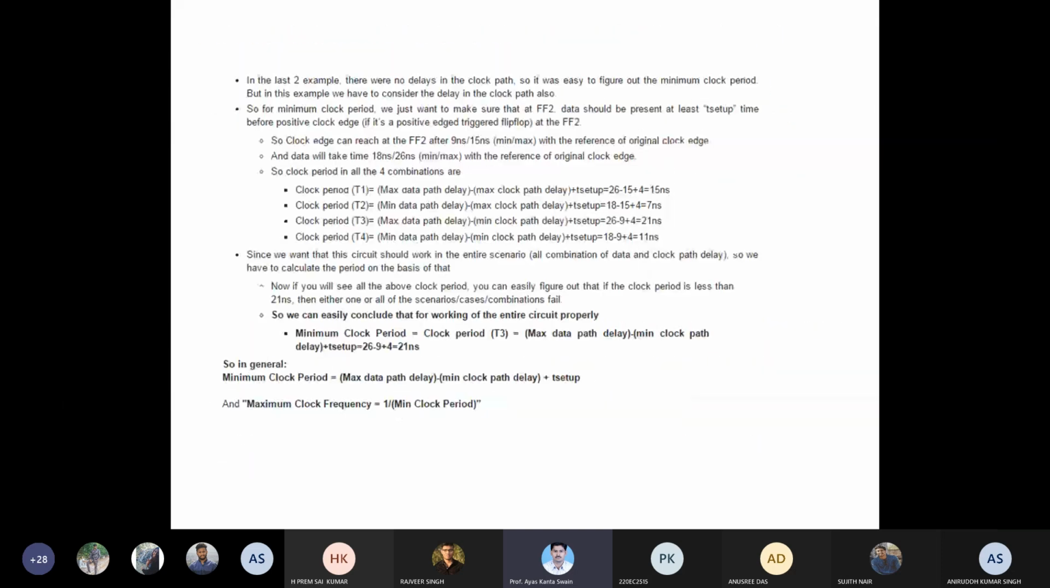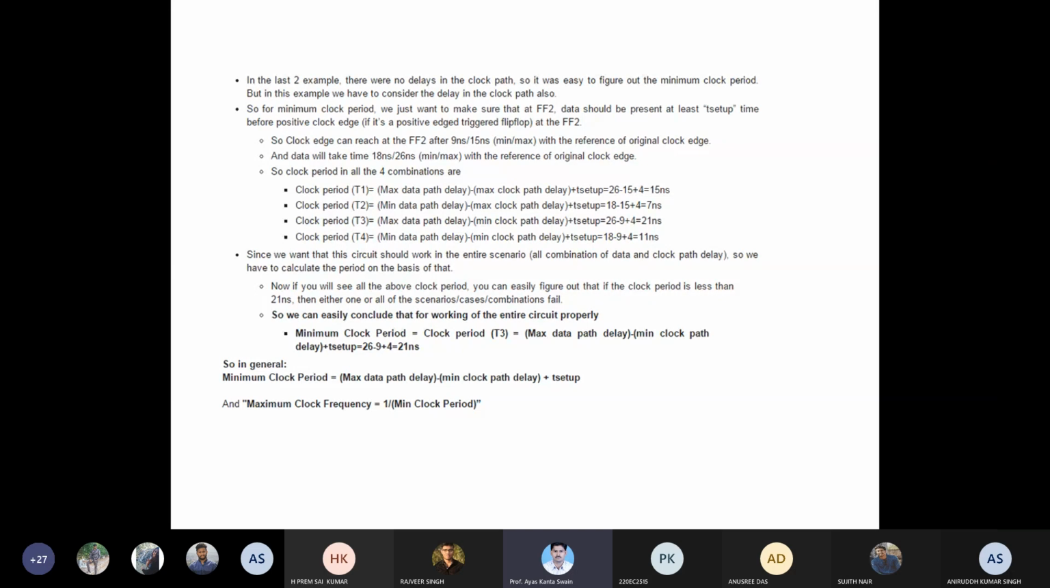The second one is, if there are two timing paths, then minimum clock period is equal to maximum data path delay minus minimum clock path delay plus T setup of the second flip-flop. Out of that, you invert it, and you will get the maximum clock frequency.